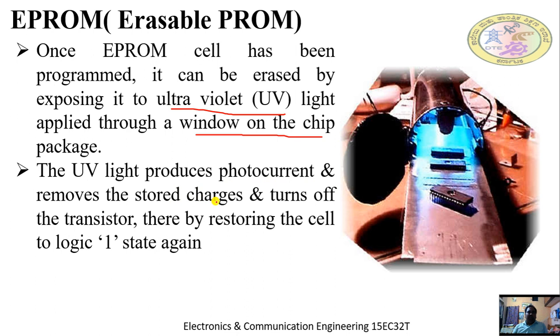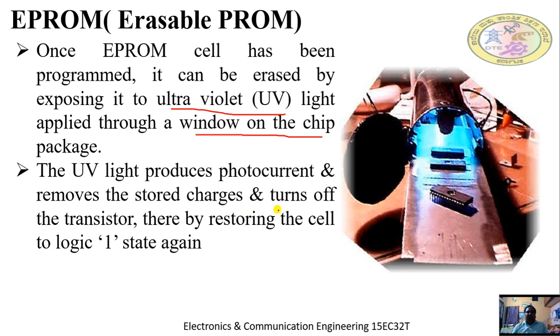Now, as I already told you, using some high current pulses for programming, the charges were created and they remained trapped between the floating gate and control gate. To remove those charges, as there was no discharge path, the charges remain trapped permanently there. To remove those charges, it is exposed to the UV light. So the photocurrent from the UV light removes the stored charges.